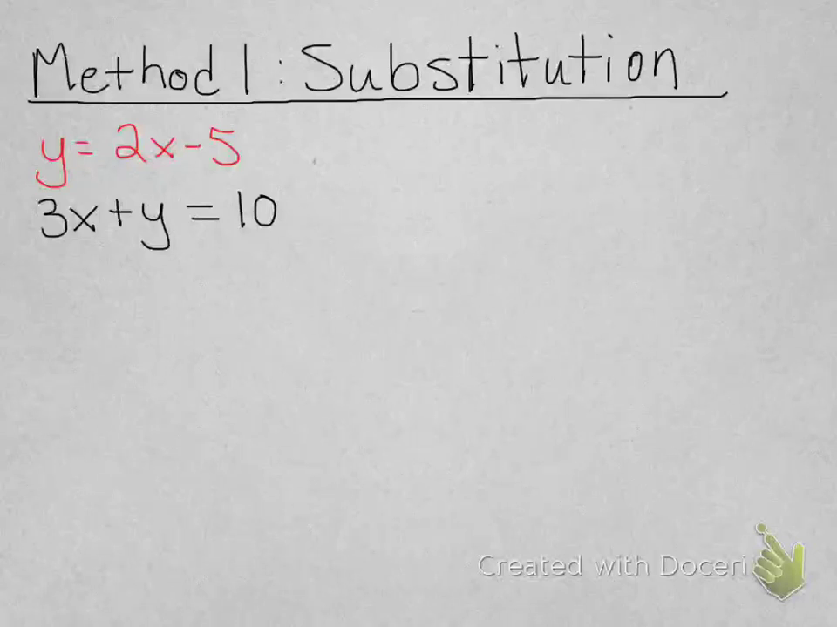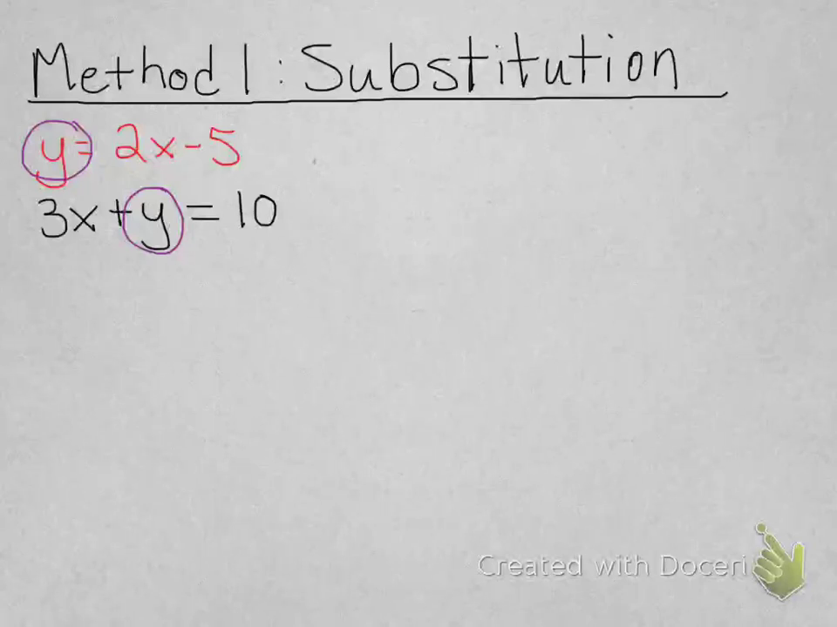The first method is substitution, and it's called substitution because we will actually end up substituting one equation into the second equation. If you notice the first equation in this example, we have y equals 2x minus 5. It's already solved for y. We already have one variable by itself. So we're going to take the value for this y and substitute it into the second equation for the value of y.